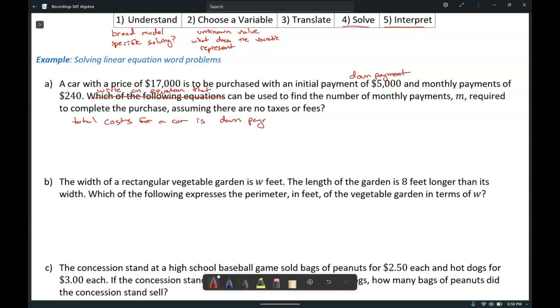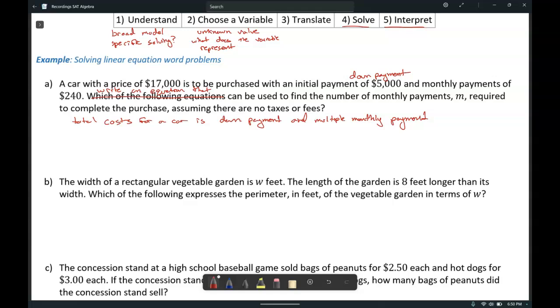And then over time, we're going to have to make multiple monthly payments. All of those together are going to add up to the total cost of our vehicle. So we've come up with a very broad statement for what's going on in this model. The total cost for a car is going to be a combination of the down payment and the multiple monthly payments that we make thereafter.